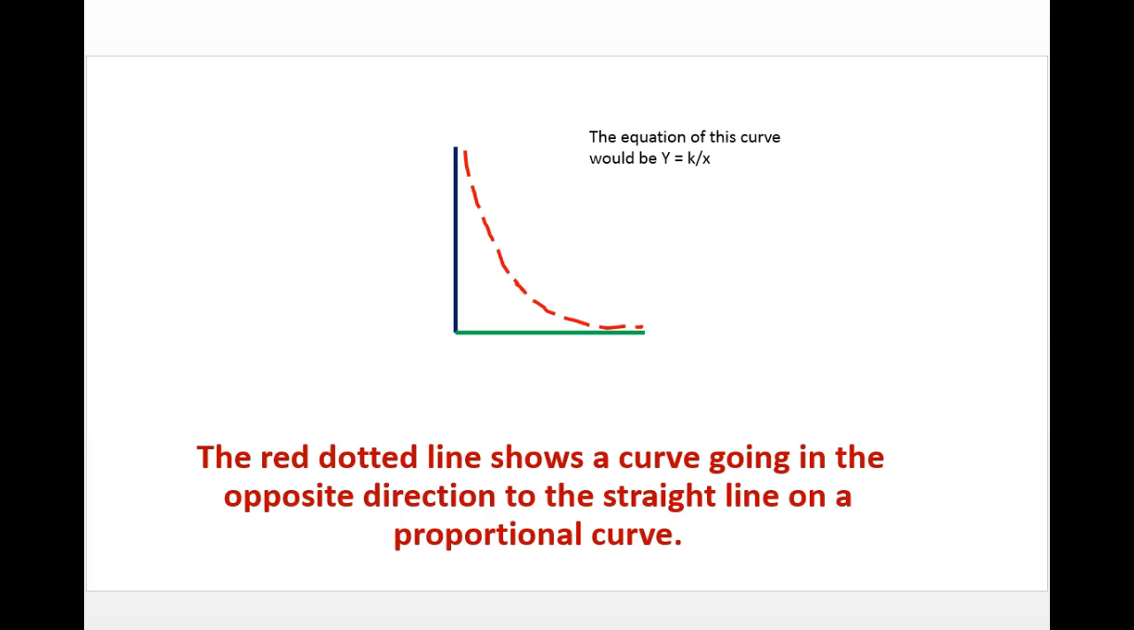And so here's the example. This is how it will look, which is y is equal to k over x. The red dotted line indicates that the slope is in a negative direction, meaning that it's going down. This is opposite to a proportional line, which is going up and is a straight line.